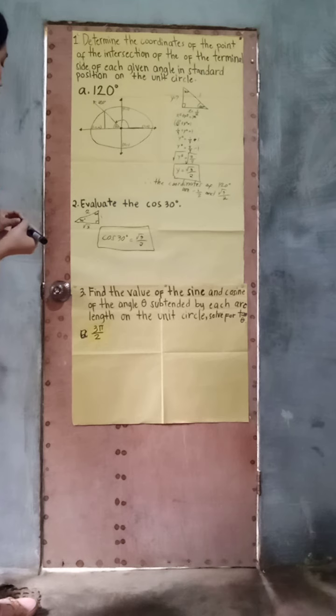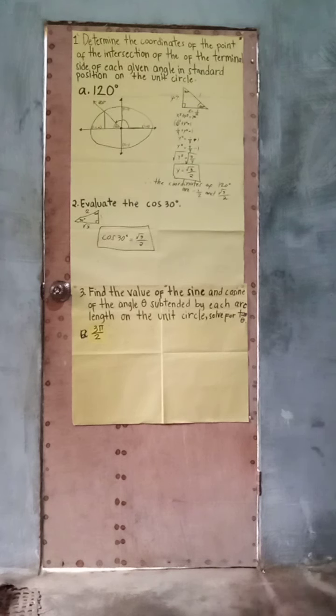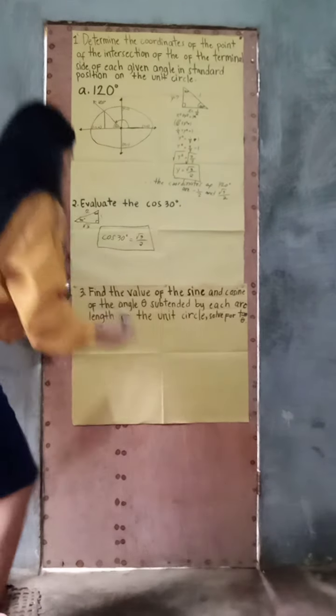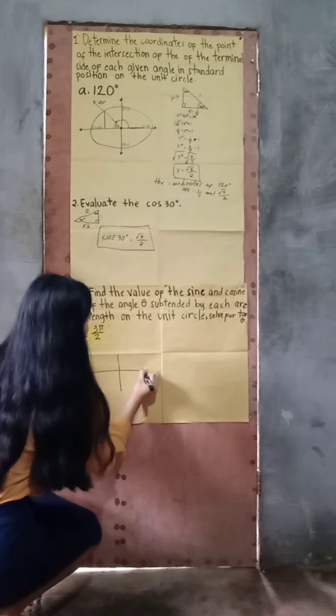Problem number 3. Find the value of the sine and the cosine of the angle theta subtended by each arc length on the unit circle. Solve for tangent. We're going to find the value of the sine, cosine, and tangent of theta equals 3 pi over 2. So let's say this is our unit circle.